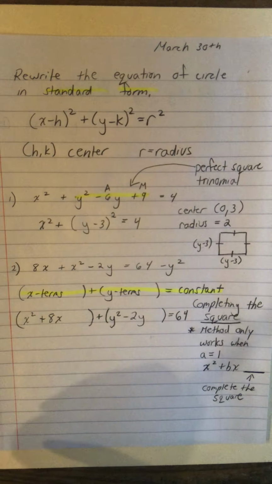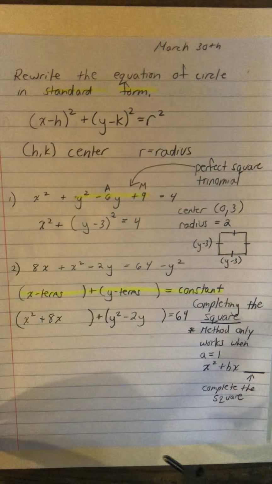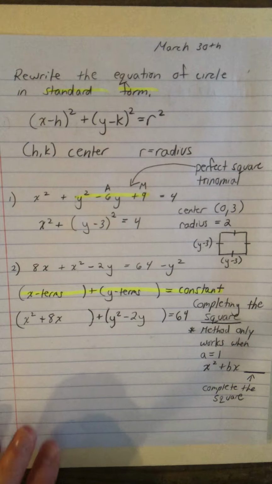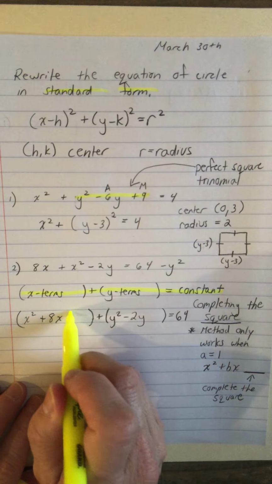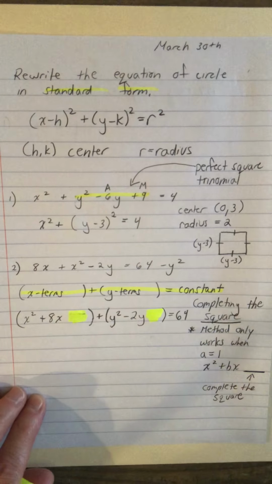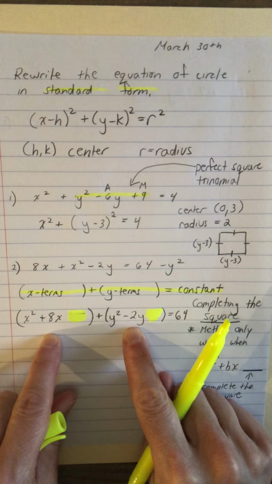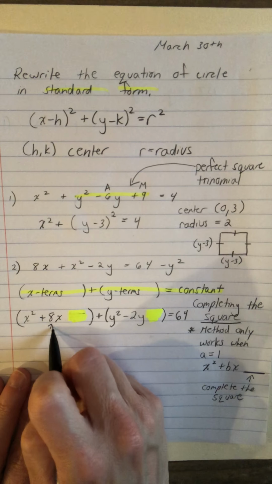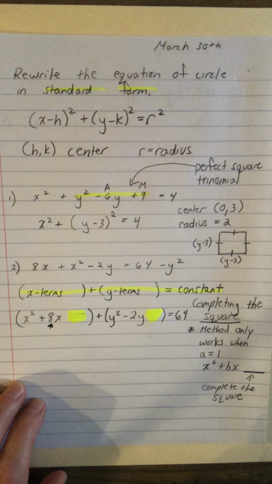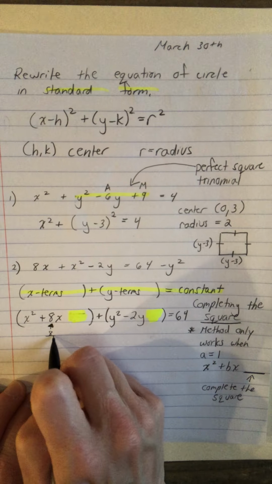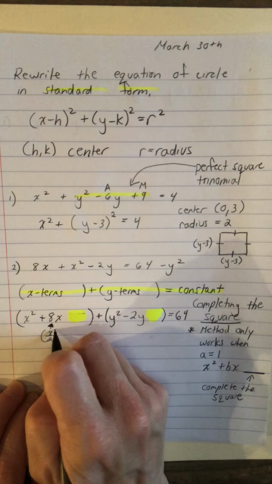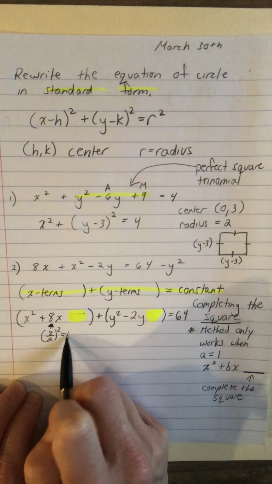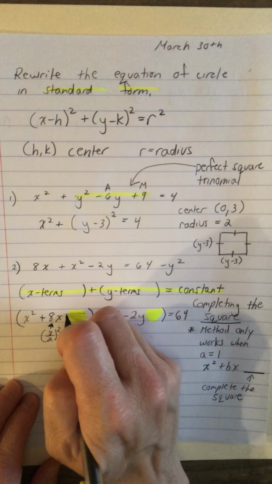Now the next thing I'm going to do is complete the square. Meaning, I'm going to find out what number I can put in right here and right here to make both of these perfect square trinomials. And how do I do that? Well, I take my b value. We'll start here. My b value is 8. I take my b value, divide it by 2, and square it. Now watch what happens. 8 divided by 2 is 4. 4 squared is 16. And I'm going to input that into my expression.